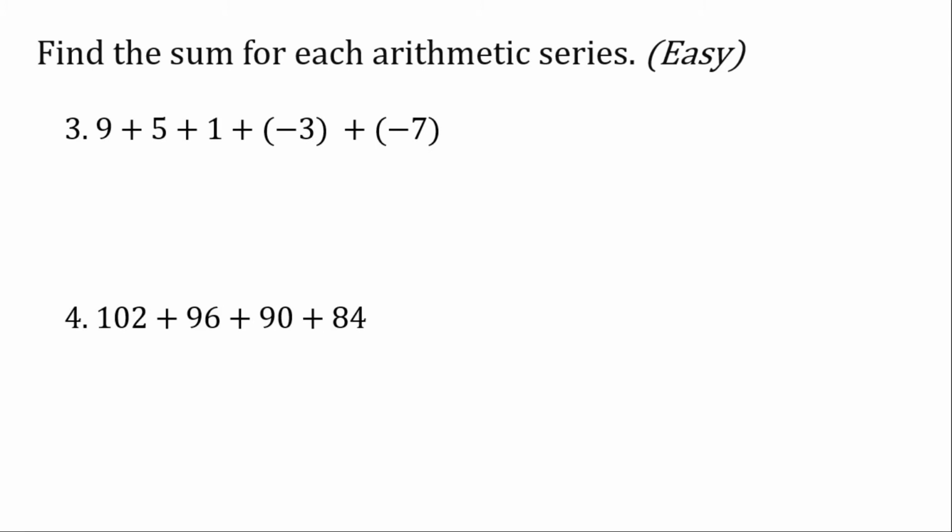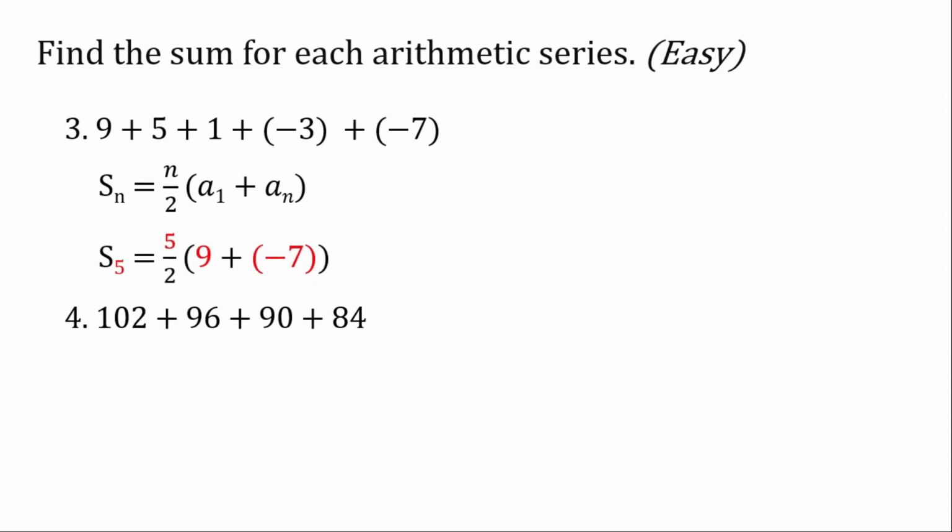For number 3, let's deal with positive numbers and negative numbers in a series. So our first term is 9, and our last term is negative 7. We only have 5 terms. So 9 plus negative 7 is 2. So 2 times 5 is 10, and 10 divided by 2 is 5. So the sum is 5.